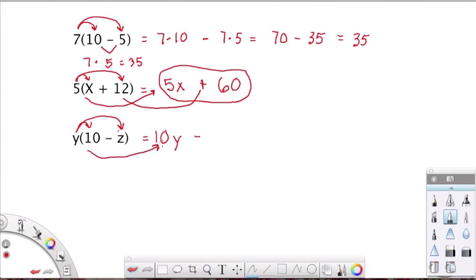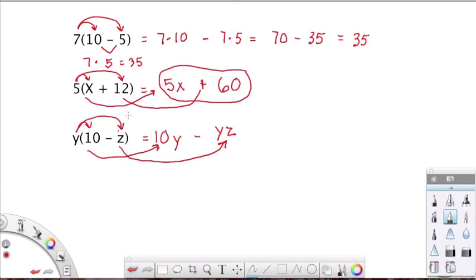And what are we subtracting? Well, we're going to subtract y times z. How many z's do I have? I don't know what y is. I don't know what z is, but I know it's y times z. And that's really all we can do with the information that we're given.